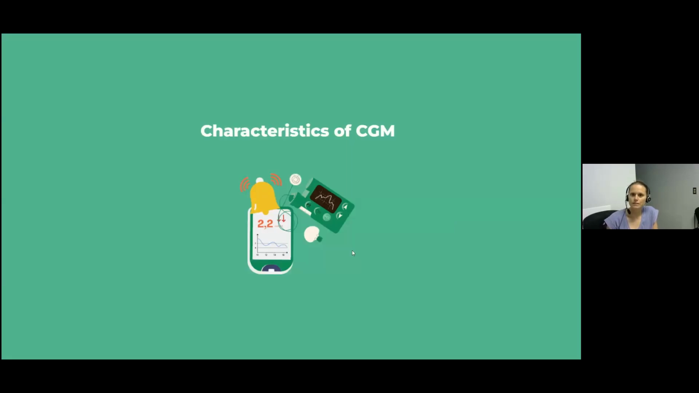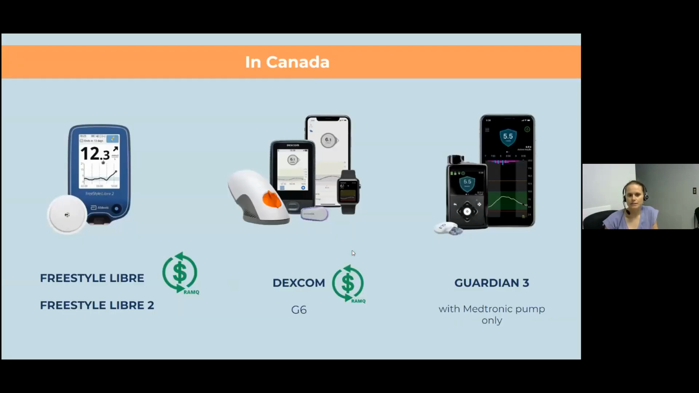So a few characteristics of continuous glucose monitoring, or CGM. Right now in Canada, we have 3 different devices that are available on the market. So we have Freestyle Libre and Freestyle Libre 2. The Freestyle Libre is covered by the RAMQ. The version 2 is not yet covered, but will most likely be, we're hoping, soon.